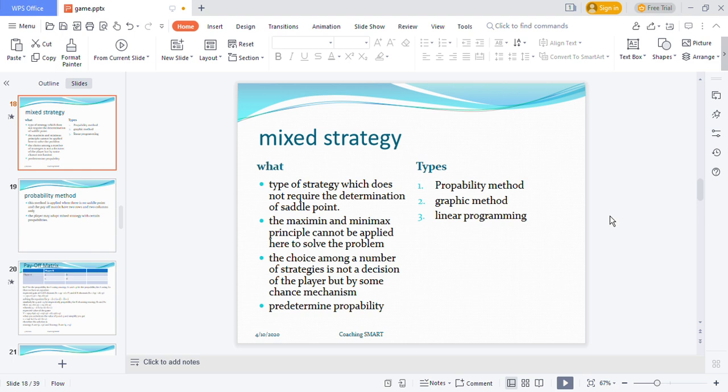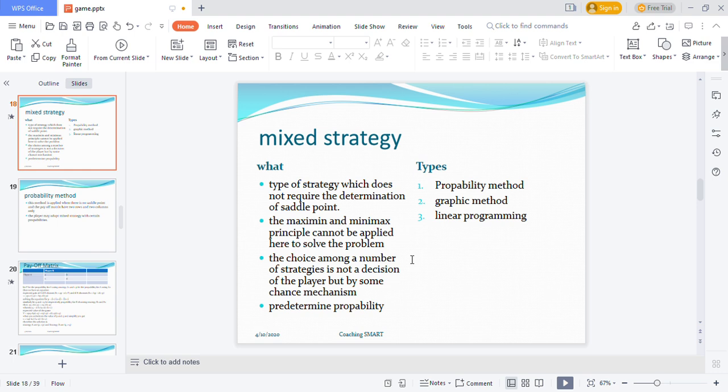Now the next form of strategy is the mixed strategy. What do we really mean by mixed strategy? It is a type of strategy which does not require the determination of a saddle point. So here the use of a saddle point becomes a no-go zone. The maximin and the minimax principle cannot be applied here to solve the problem.